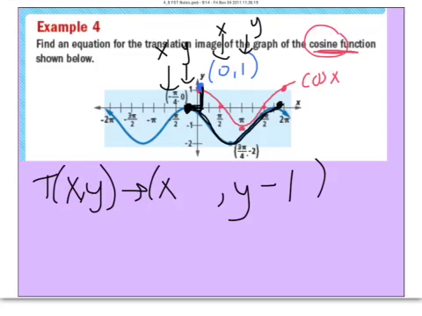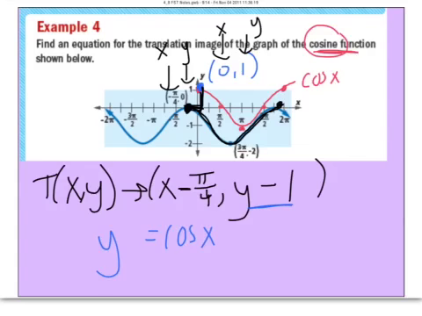And then I see that it went left pi/4, it looks like. So it went left, which is backwards. There, pi/4. That is literally what happened to the graph. So if they asked me in words, I could say it shifted to the left pi/4 and down 1. Now to write the equation, I take the parent function. In this case was the cosine of x. And I just do everything backwards.